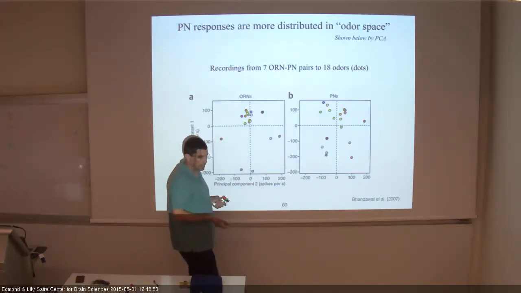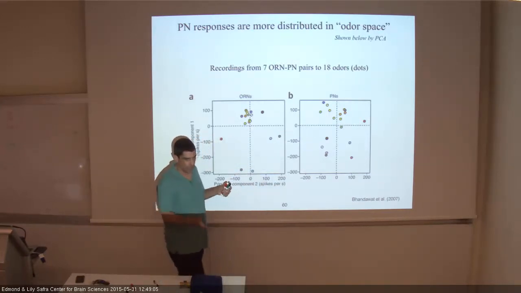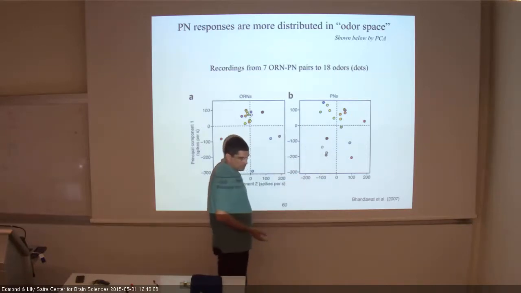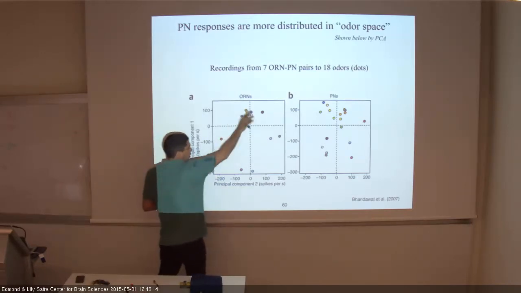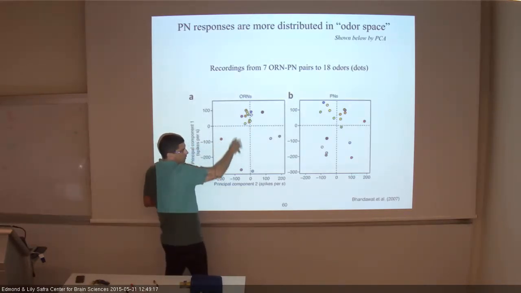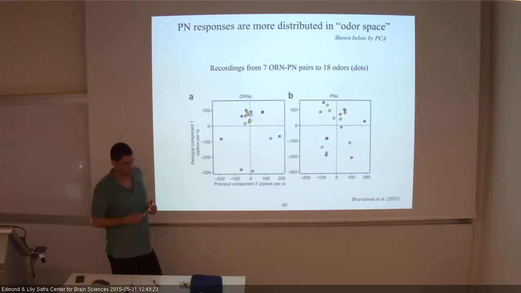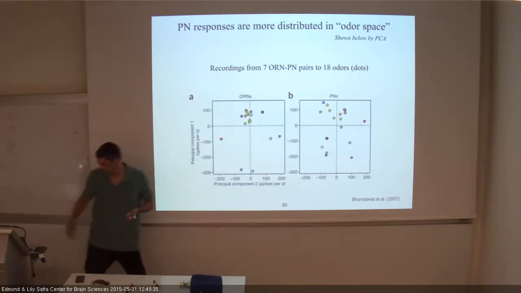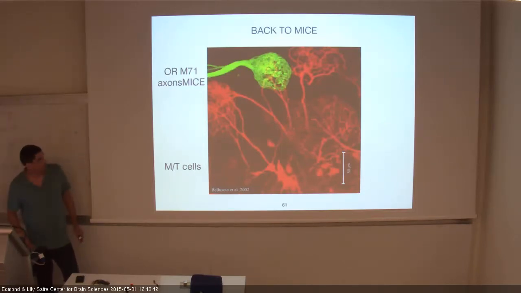So already, at the level of projection neurons, we're starting to deconstruct odor space, if you will, into different segments. If you look at the PCA, more responses are clustered close by in the olfactory receptor neuron population level, and when you look at the next station up, it's already distributed in odor space, in PCA space, in a more pronounced way. So we're starting to gain information by this. Okay, so let's take a break, and then we'll go back to mice and discuss what we know in mice.